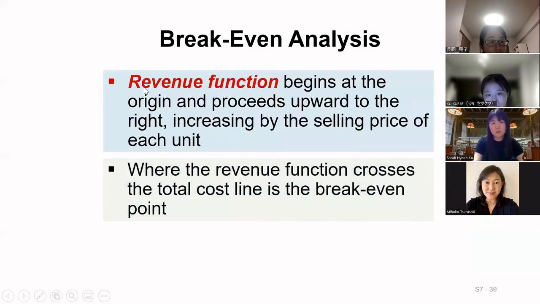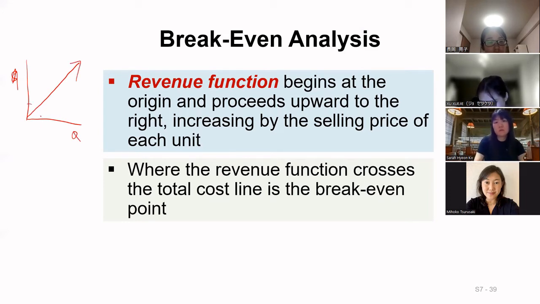In break-even analysis, the revenue line begins at the origin and proceeds upward to the right. It's like this. This is, for example, dollars. This is quantity. If I sell at $5 per unit, then obviously this is the revenue line. The revenue function increases by the selling price per unit. When the revenue function crosses the total cost line, I will show you after this, this is the total cost. So the break-even is this point here where total cost equals revenue.